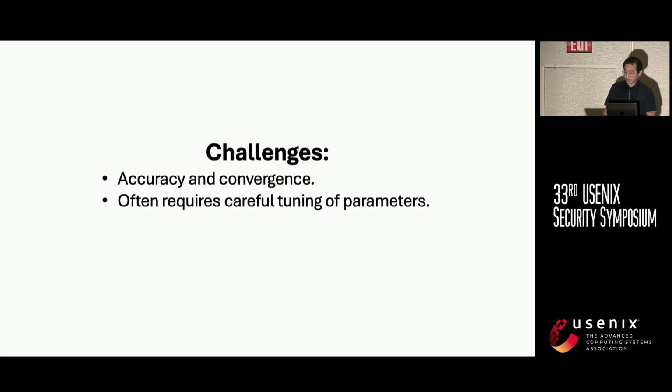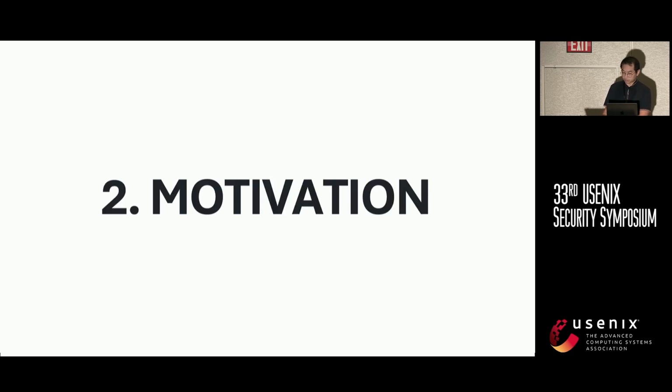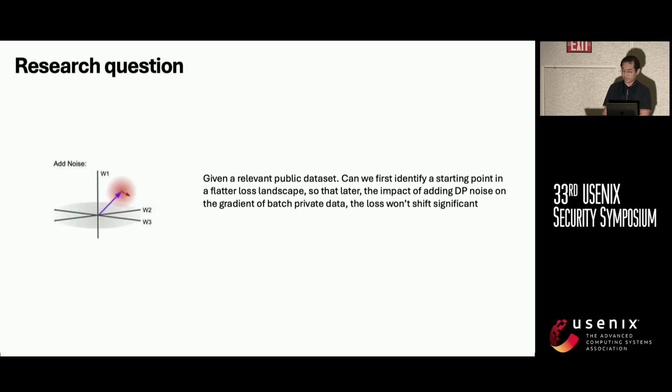However, DPSGD comes with its own set of challenges. One of the biggest issues is that it can significantly reduce the model utility, making it harder for the model to perform well. On top of that, it often makes the training process more difficult and less likely to converge smoothly. Because of this challenge, using DPSGD usually requires careful tuning and a lot of fine-tuning to get it just right. Therefore, our motivation is trying to mitigate those challenges.